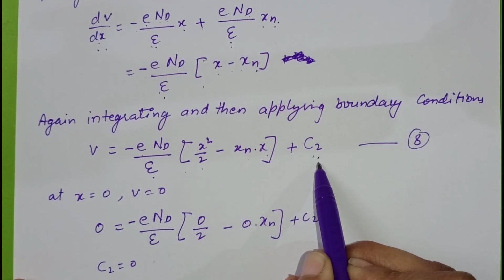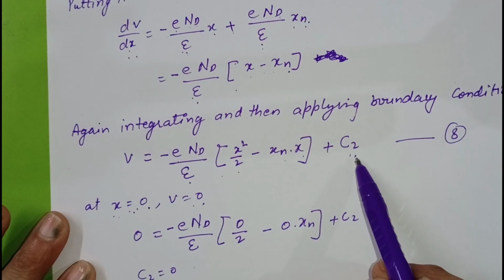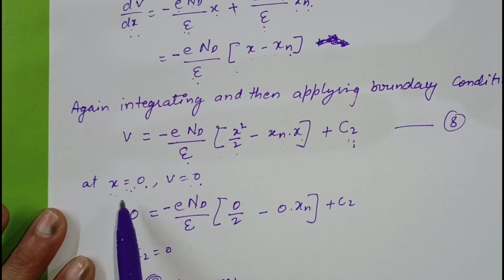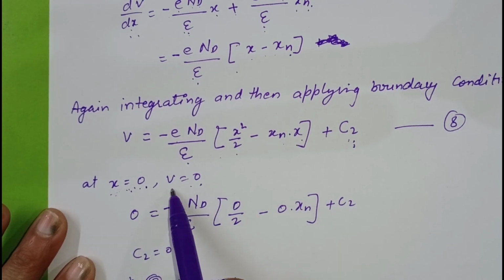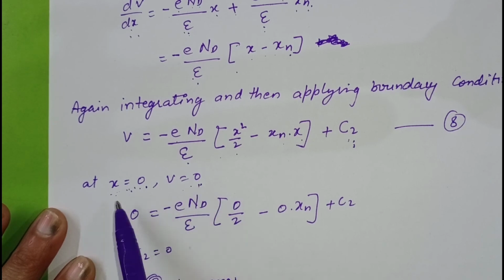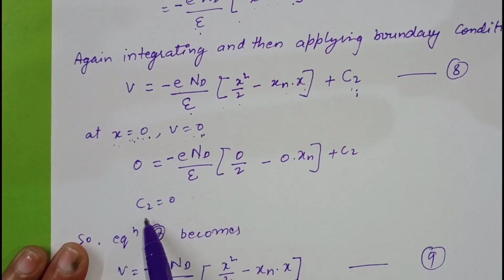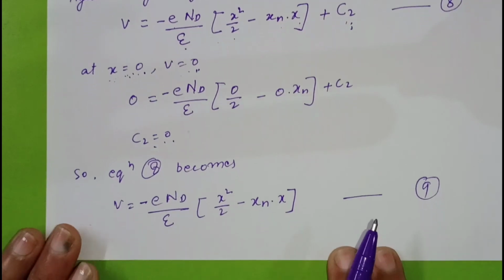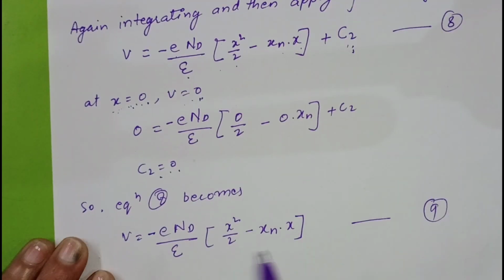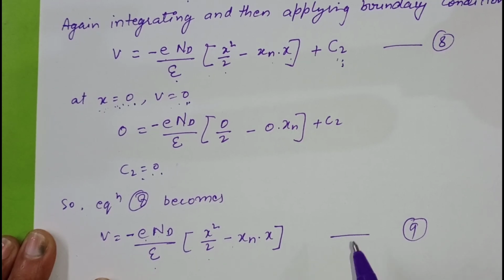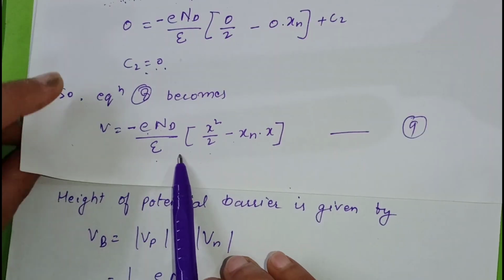Now this C2 is again an integration constant. To find the value of C2, we will apply boundary conditions. Now at the junction x is equal to 0 and the value of potential is also equal to 0. So by putting these values in equation 8, we will find that C2 is equal to 0. So equation 8 becomes V equals negative of E Nd upon epsilon in brackets x square upon 2 minus xn x. Mark this as 9. We have derived it for N region.